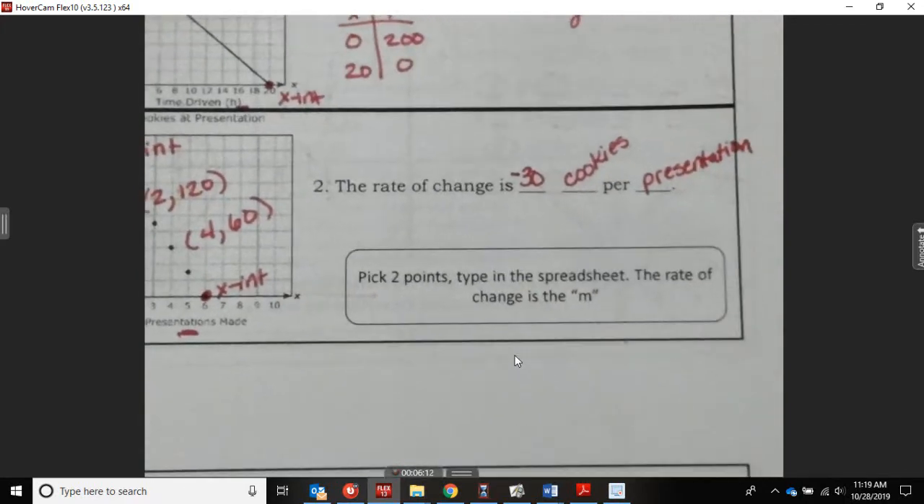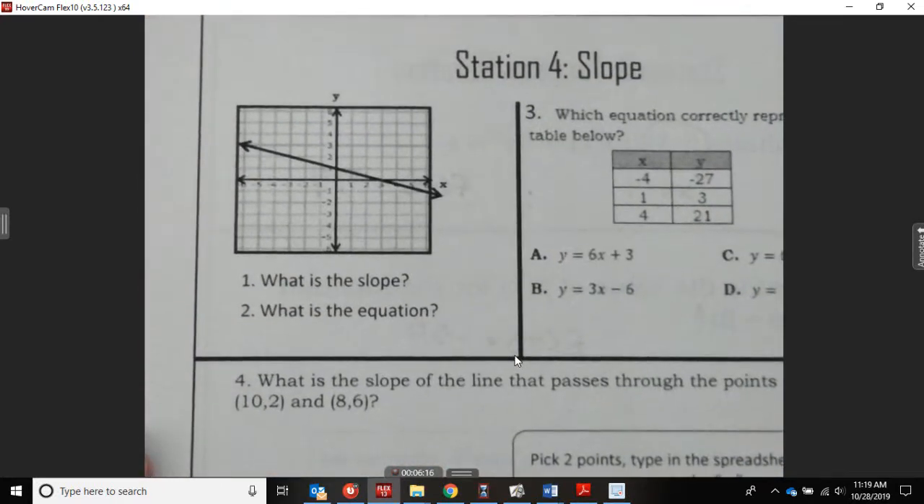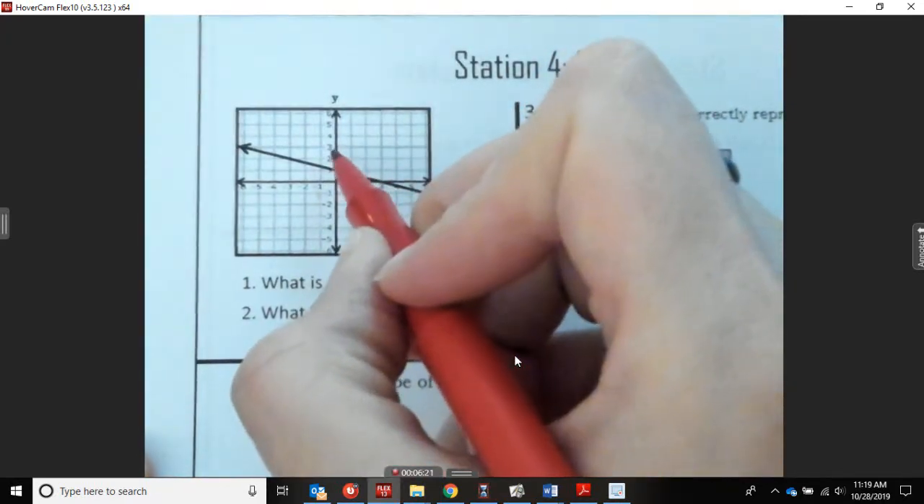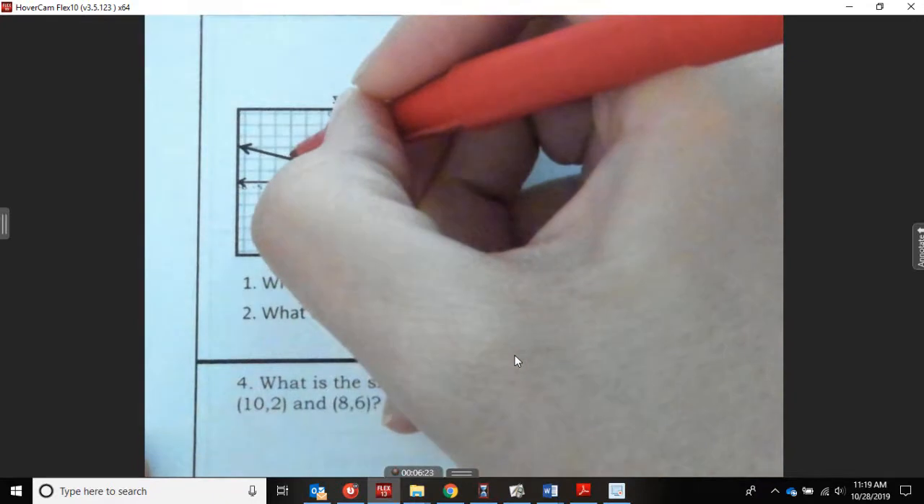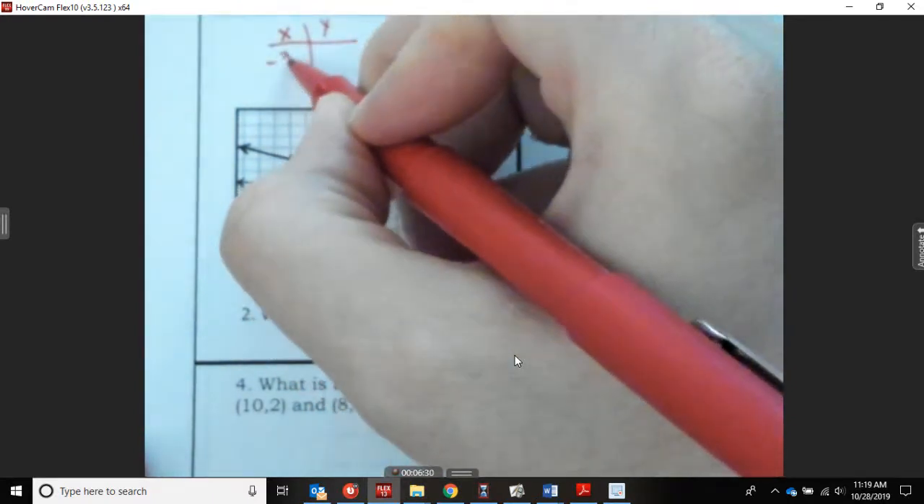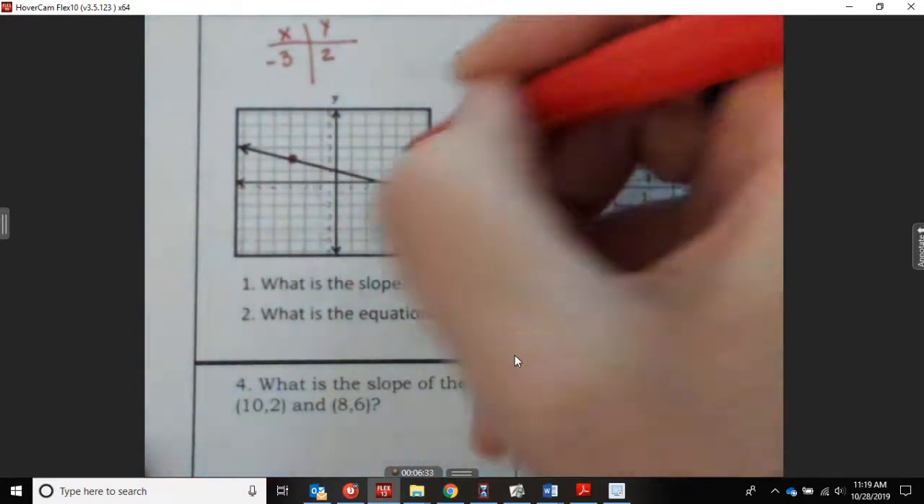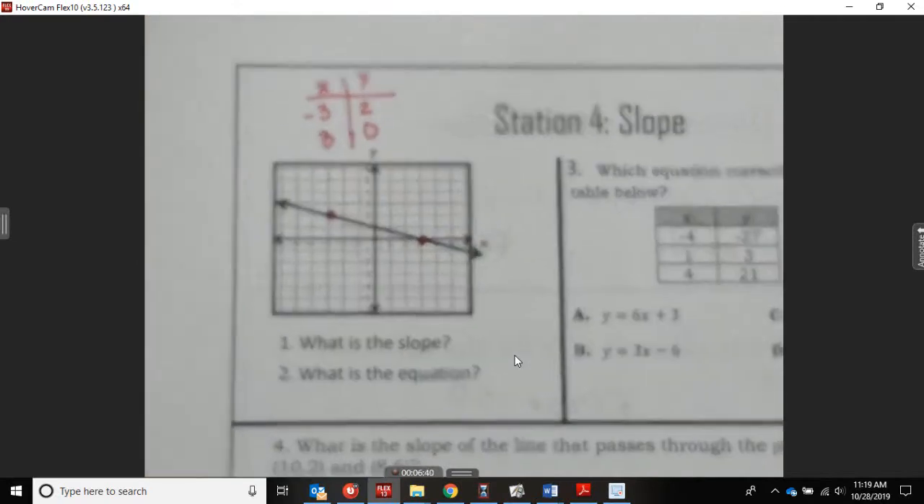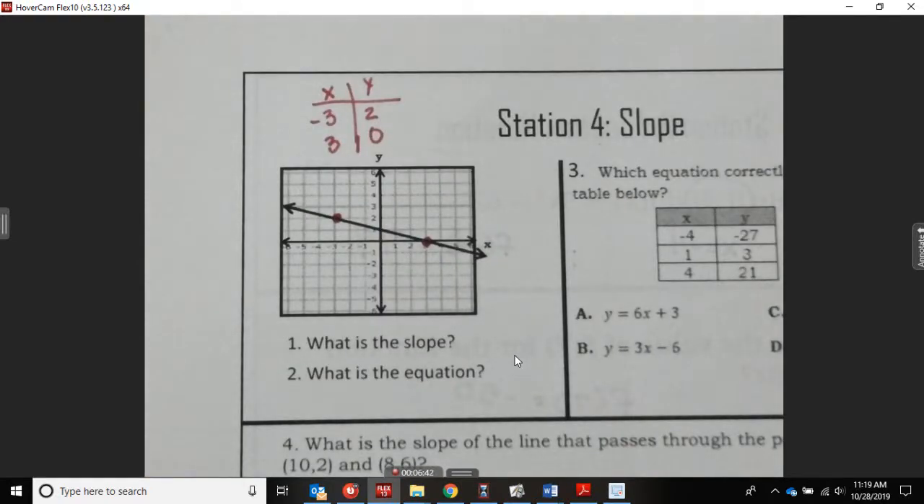Okay? All right, station 4, all about slope. What is the slope and what is the equation for this one here? So again, you need 2 points. So here's a point. That is, if I make a little table here, negative 3, 2. And then here's a point. That is 3, 0. Okay, so negative 3, 2, and 3, 0.